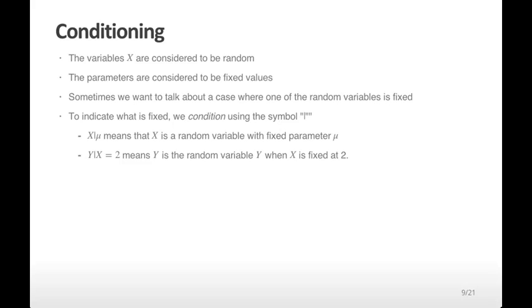But sometimes we might want to talk about a case where one of the random variables is held fixed. To indicate what is fixed, we condition. So for example, X conditional on mu, written like this, means that X is a random variable with a fixed parameter mu. Similarly, we might condition on a random variable held at a fixed value. For example, y given x equals 2, written like this, means that y is the random variable y only in the cases where x is held fixed at 2. I'll show you an example of what this looks like in a minute.